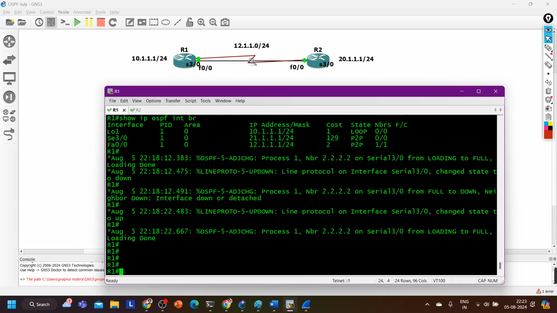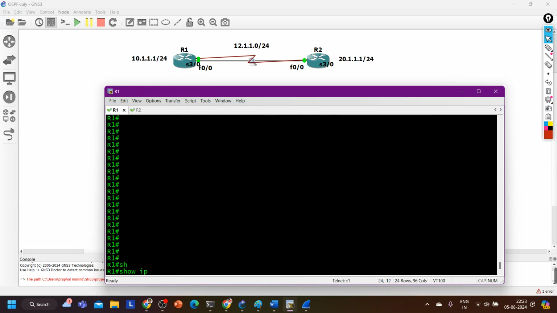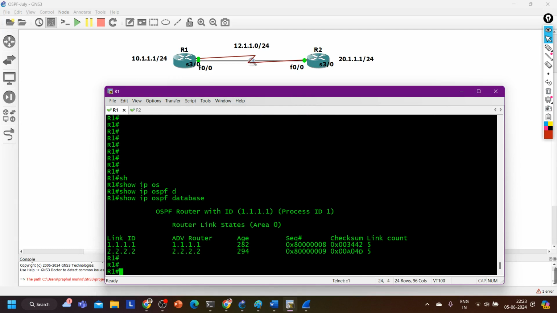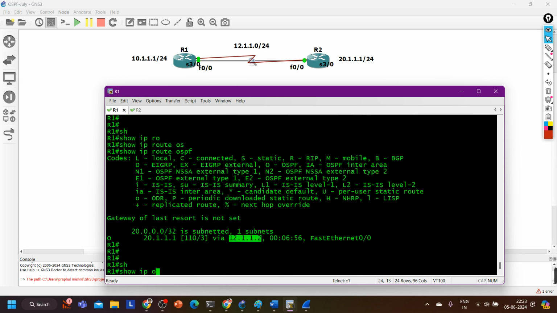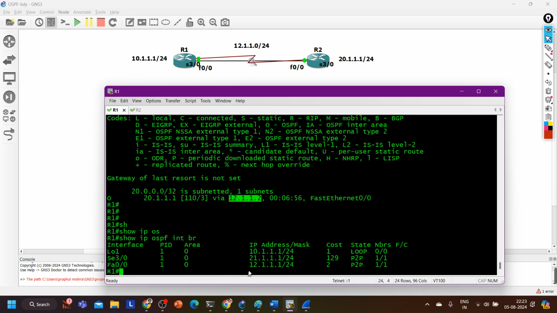So in this scenario, see, I have just changed the network type. So, show IP OSPF database, done, and show IP route OSPF. Router 1 is learning the 20 network. Is learning the 20 network from which router? From this neighbor, right? And why is it not performing load balancing? So, show IP OSPF interface brief. The reason for not performing load balancing: on the serial link cost is 129. On the Fast Ethernet link cost is 2, right?